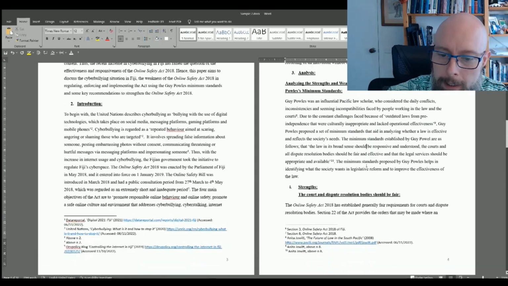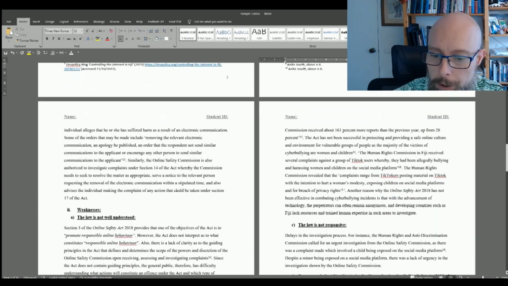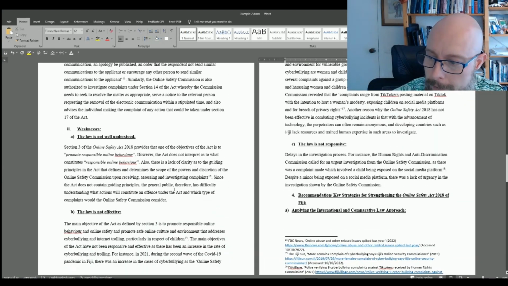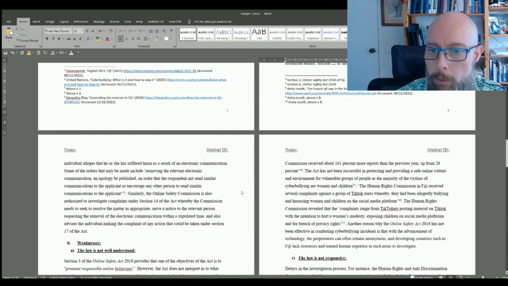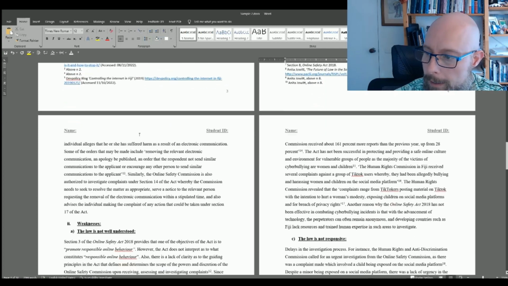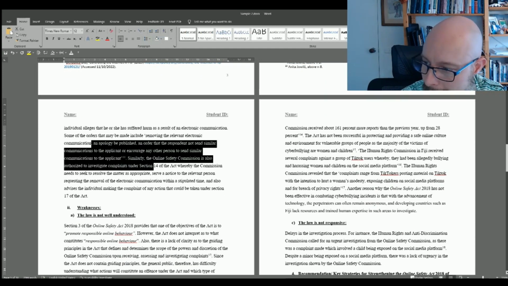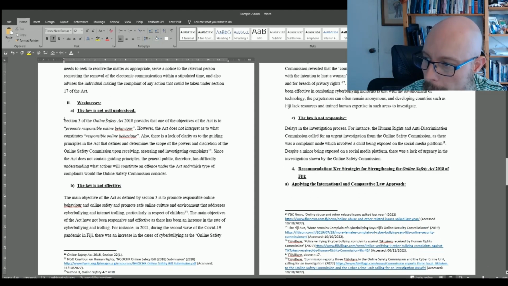This student has then looked at strengths. So they've taken a bit of a strengths-weaknesses approach, but they haven't let it overtake their whole paper. They've said, okay, here's a strength. It does some things well, right? It's got this system. However, weaknesses.